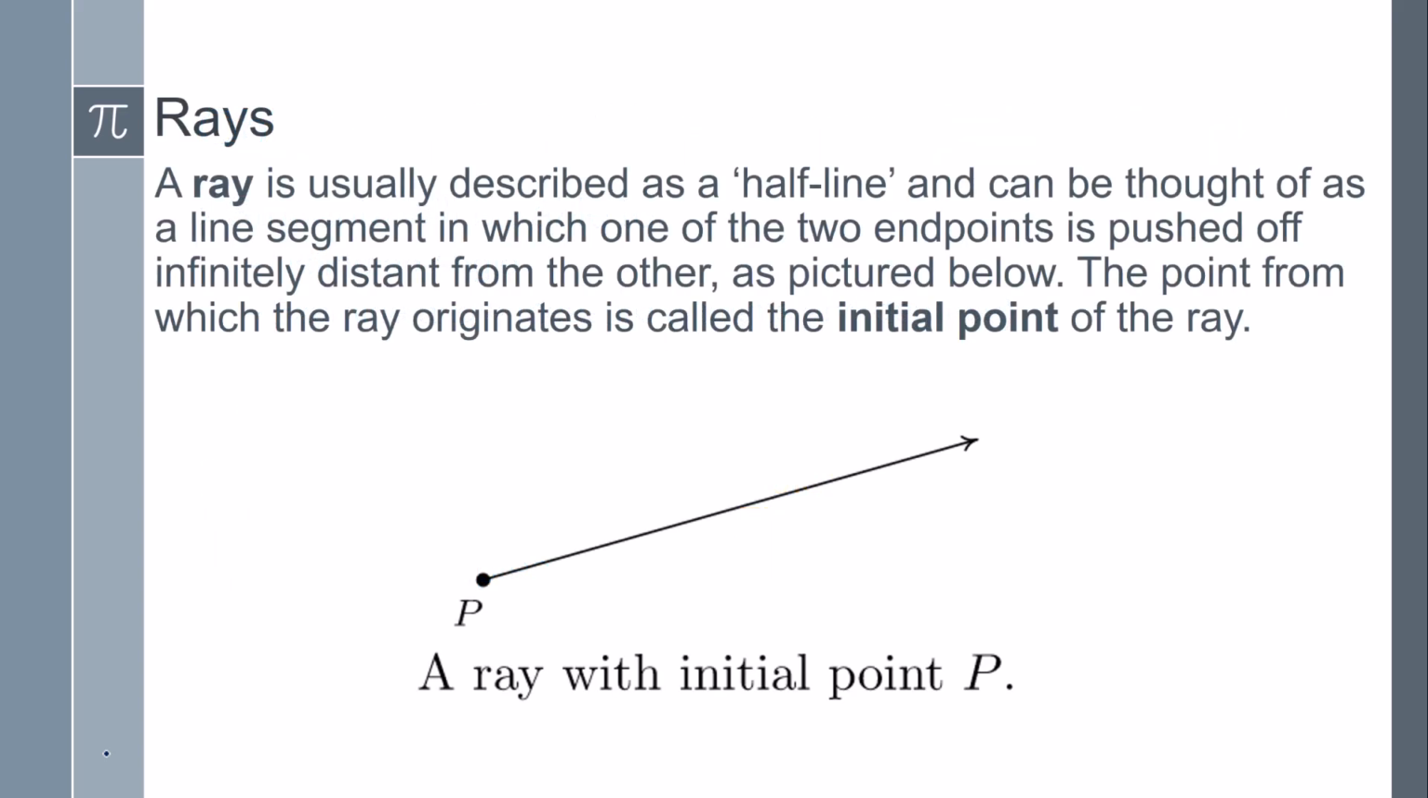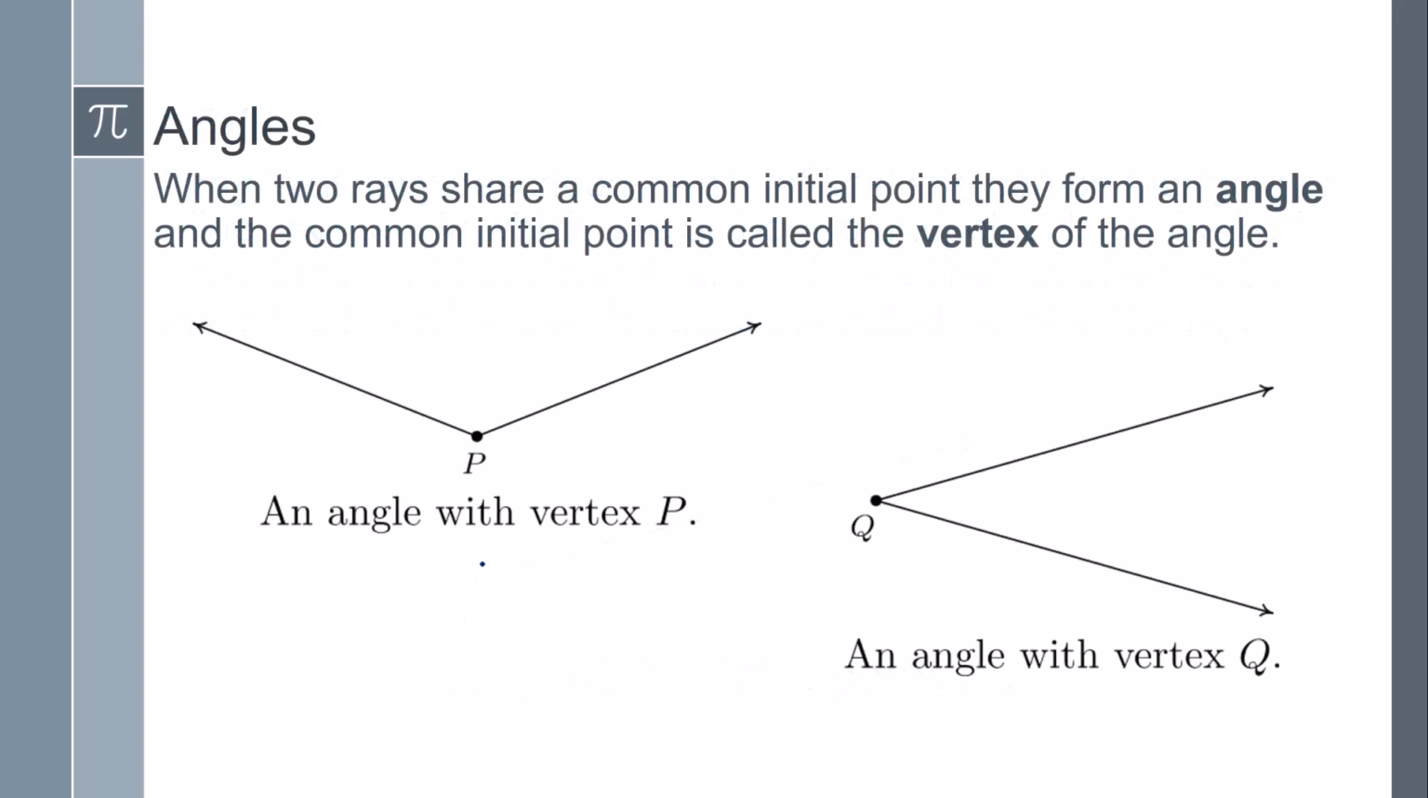So going over what an angle is, we start with a ray. And a ray is basically half a line. It has an initial point, and it goes on forever in one direction. Now, if we were to take two of them and put them together, that's going to create an angle, and where they meet, we call that the vertex.